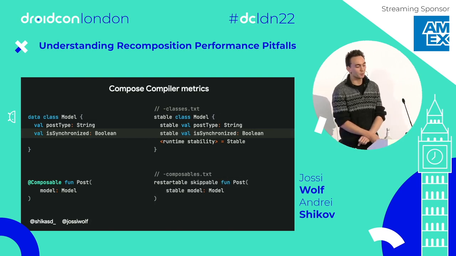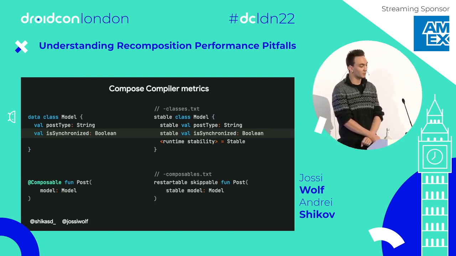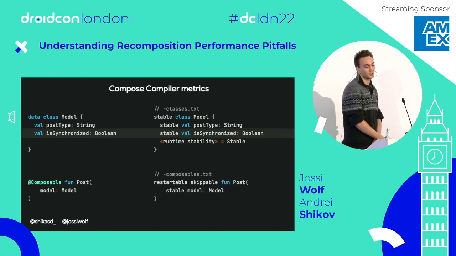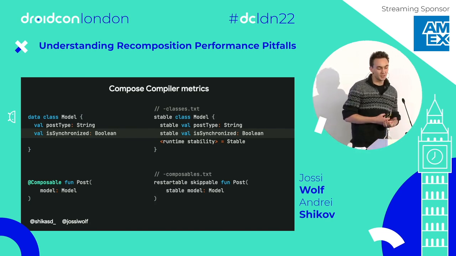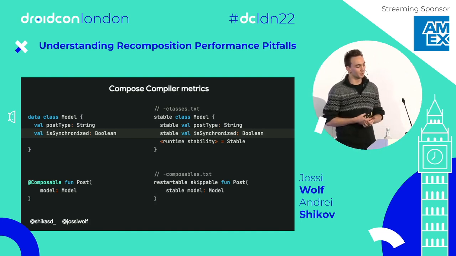Well, the number one thing we can do is change it to be immutable. We change it to a val, and now our model class is actually considered stable. And another really cool thing that we can see is that the composable Post function is actually skippable now, not only restartable, and the model input is stable.